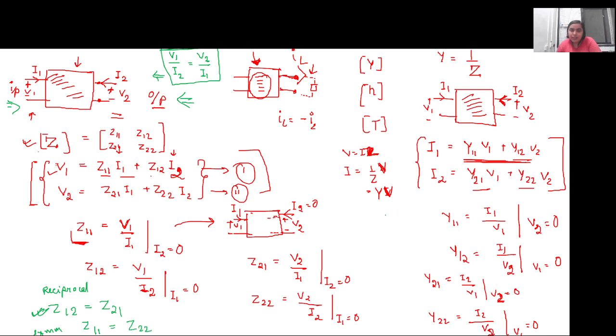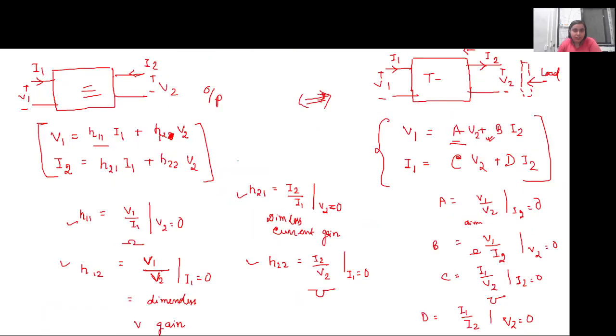In case of admittance, similarly, if the network is reciprocal, then Y21 is equal to Y12, and in case of symmetric, it is Y11 equal to Y22. In case of hybrid, the derivation of this has already been taught, so if you have any doubt, you can look up the lectures. In case of hybrid parameters, if the network is reciprocal, H21 is equal to minus H12. And in case of a symmetric network, H11 into H22 minus H21 into H12 will be equal to 1.